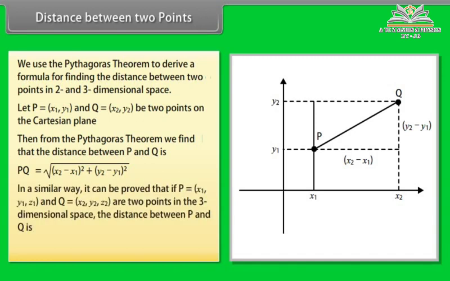In a similar way, it can be proved that if P = (x1, y1, z1) and Q = (x2, y2, z2) are 2 points in the 3-dimensional space, the distance between P and Q is PQ = square root of (x2 - x1)² + (y2 - y1)² + (z2 - z1)².